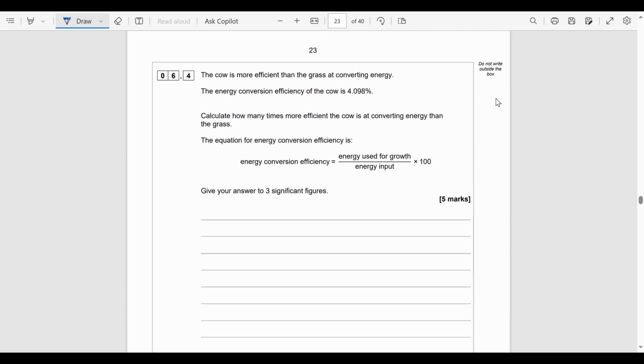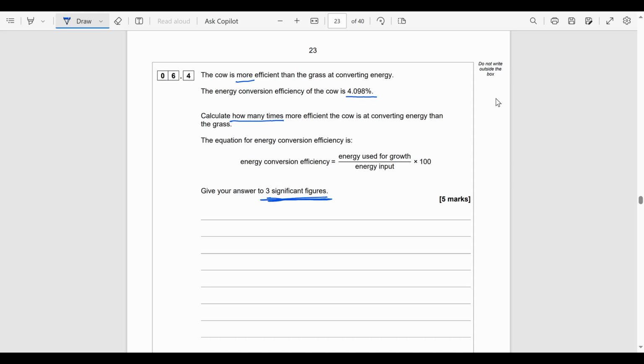The cow is more efficient than the grass at converting energy. The energy conversion efficiency of the cow is 4.098%. Calculate how many times more efficient the cow is at converting energy than the grass. The equation for energy conversion efficiency is here. Give your answer to 3 significant figures.